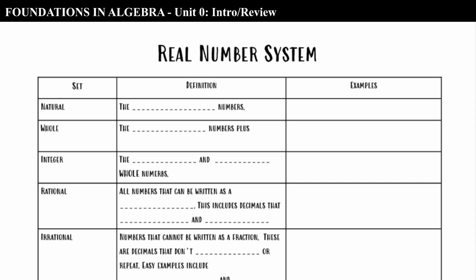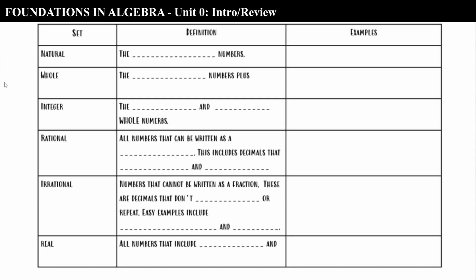Okay, we've got several different types of sets of numbers, and we're going to talk about how we can describe numbers. So we're going to start off with natural numbers. The natural numbers are all of your positive numbers. Okay, and when we say positive numbers, we're talking about your counting numbers. 1, 2, 3, 4, and so on from there, okay?